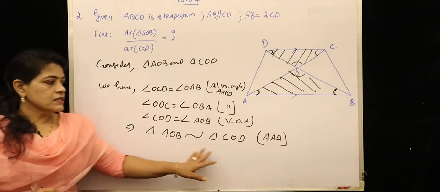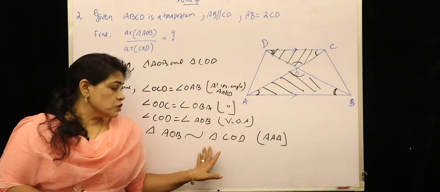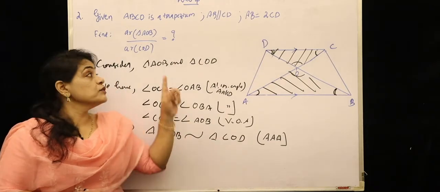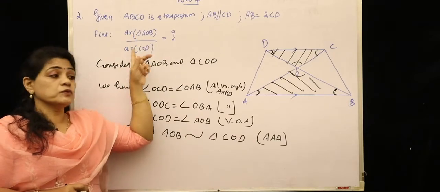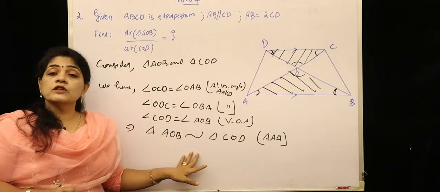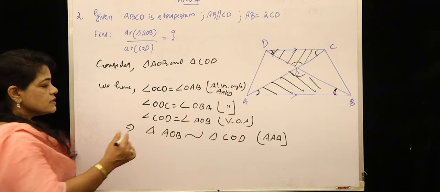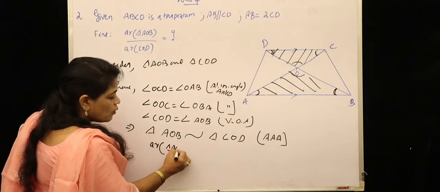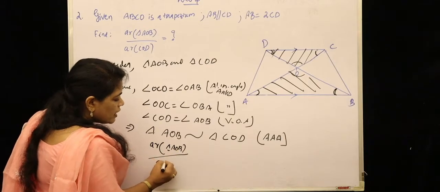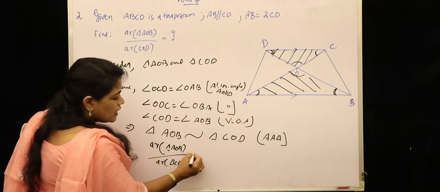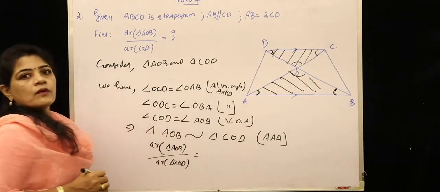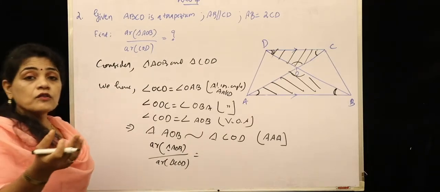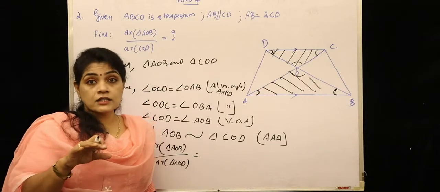Okay, how we got this step is clear, children? These two triangles are similar, which means we can apply the area ratio theorem. We have to find the answer in terms of the ratio between the areas of these two triangles. So in the next step, you can write area of triangle AOB divided by area of triangle COD equal to the square of the ratio of any corresponding sides.